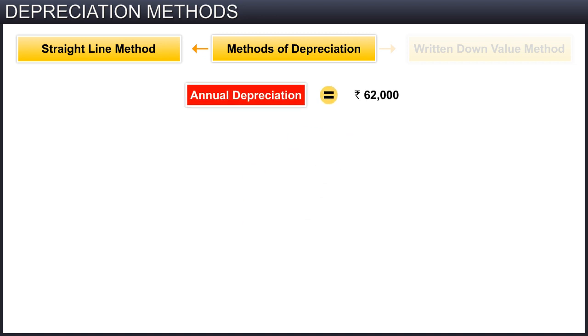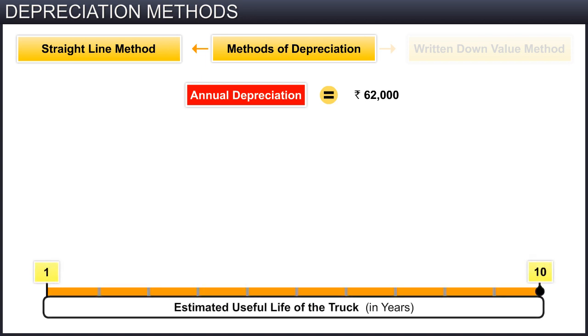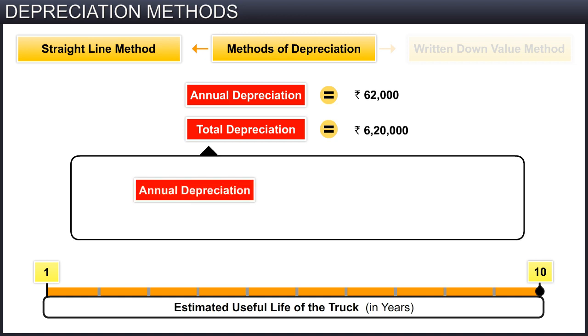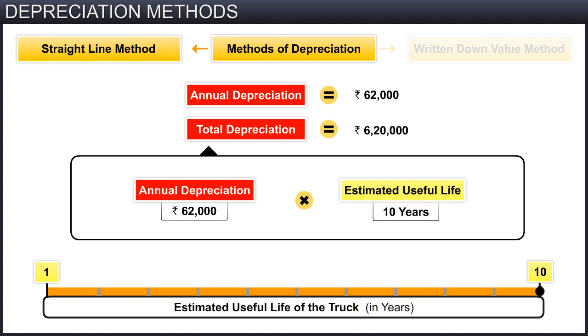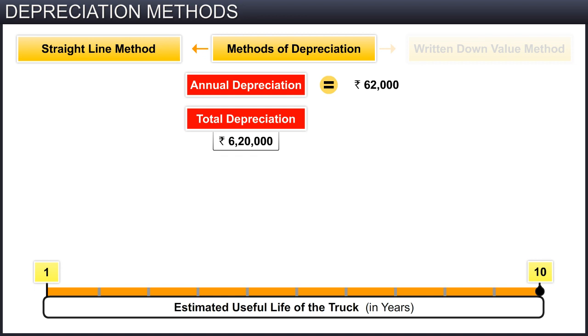This annual amount of depreciation, 62,000 rupees, is fixed over its useful life of 10 years. This makes the total depreciation amount over its life 6,20,000 rupees, which is the annual depreciation of 62,000 rupees multiplied by 10 years. This amount of 6,20,000 rupees is exactly equal to the depreciable amount, which is also 6,20,000 rupees.